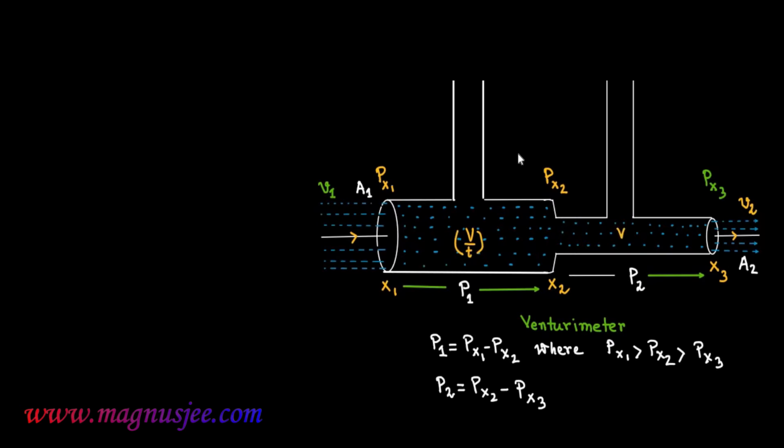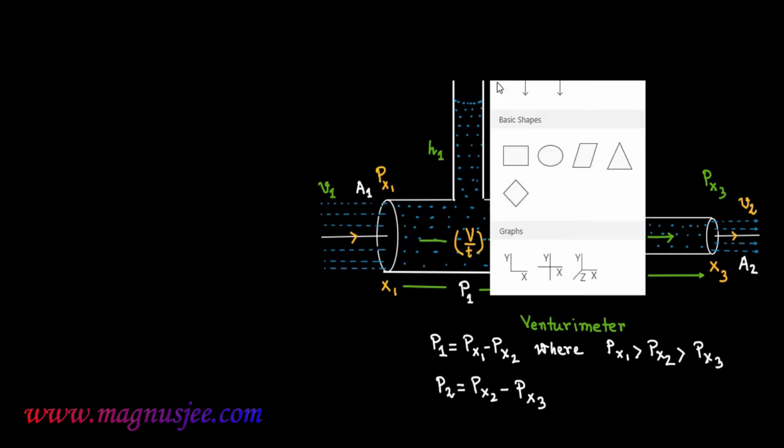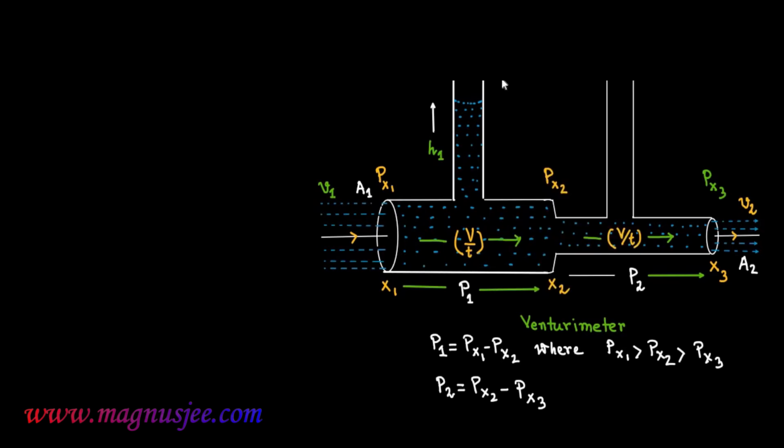Liquid flows through the first horizontal pipe with a rate V by T, and also with the same rate through the second horizontal pipe X2X3. That means the rate of flow of liquid through the two pipes will be the same, that is V by T. Due to the pressure difference P1 acting across the first horizontal pipe X1X2, liquid rises up to height H1 through the vertical pipe mounted on the first horizontal pipe.